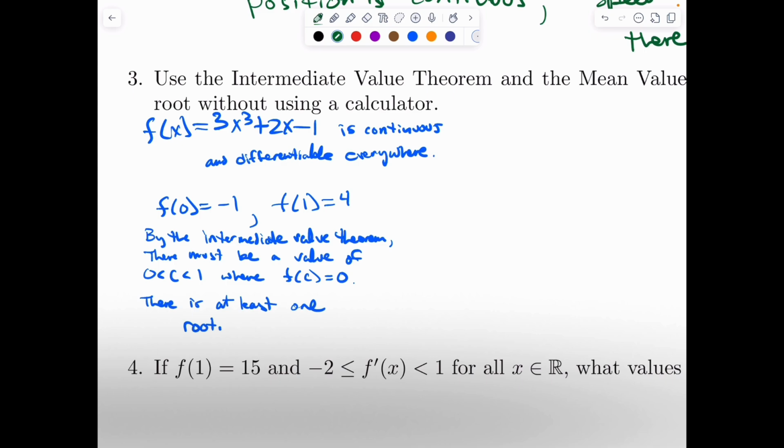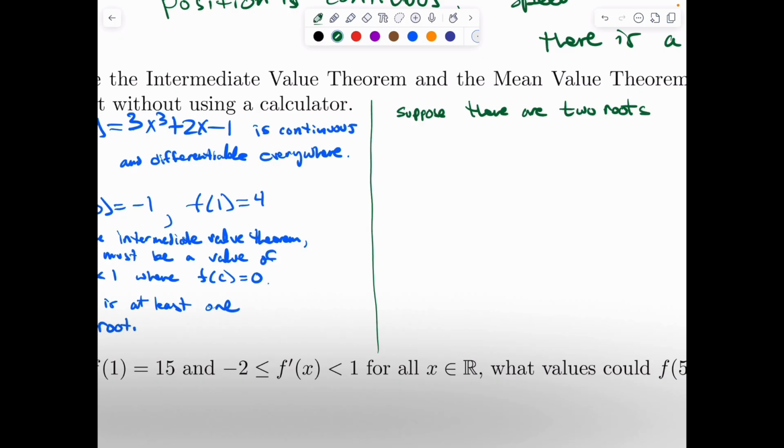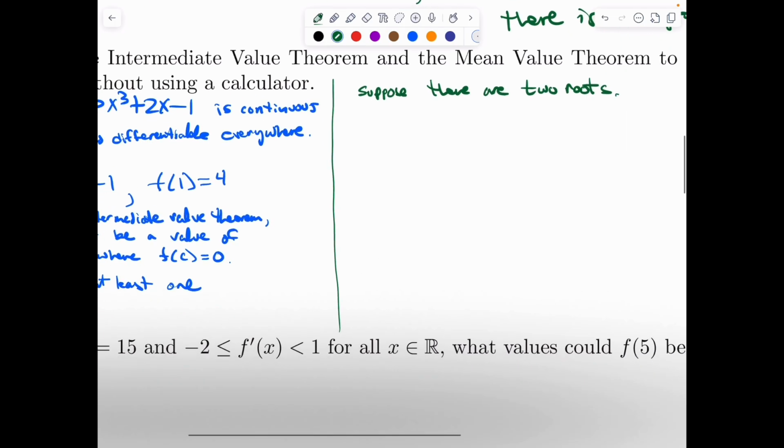Now let's deal with the uniqueness of this thing. So let's just suppose there are 2 roots or more. Well, let's name them. We'll say it's C1 and C2. And we'll just say that C1 is less than C2. Then we could apply the mean value theorem to this, specifically Rolle's theorem, because these 2 roots have the same function value.